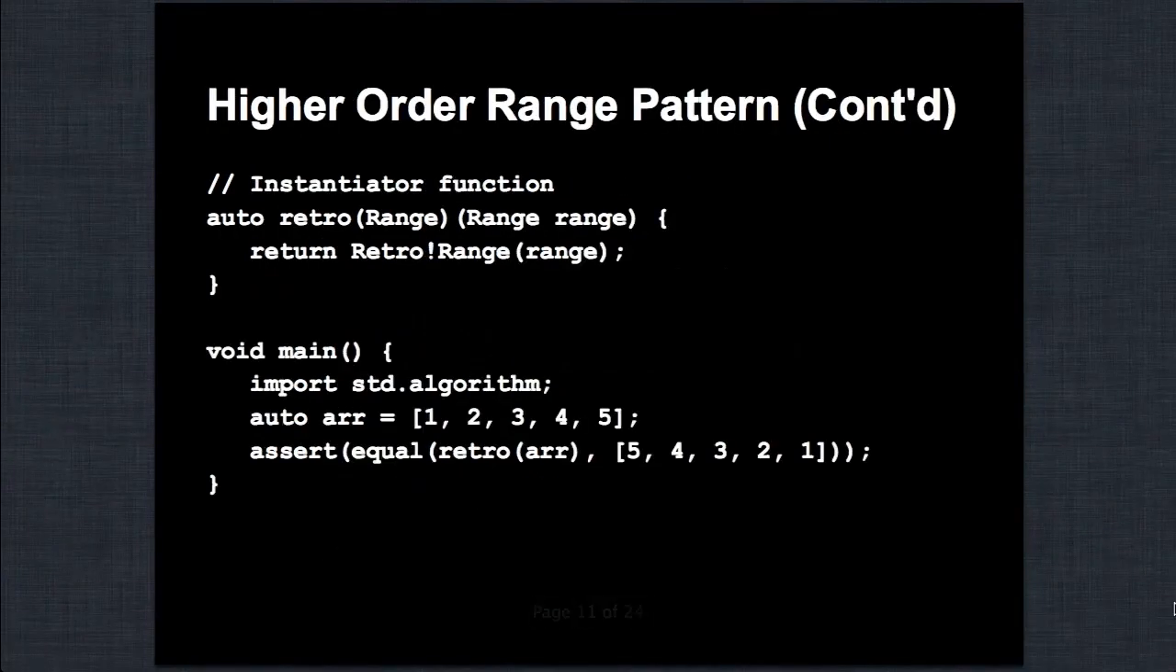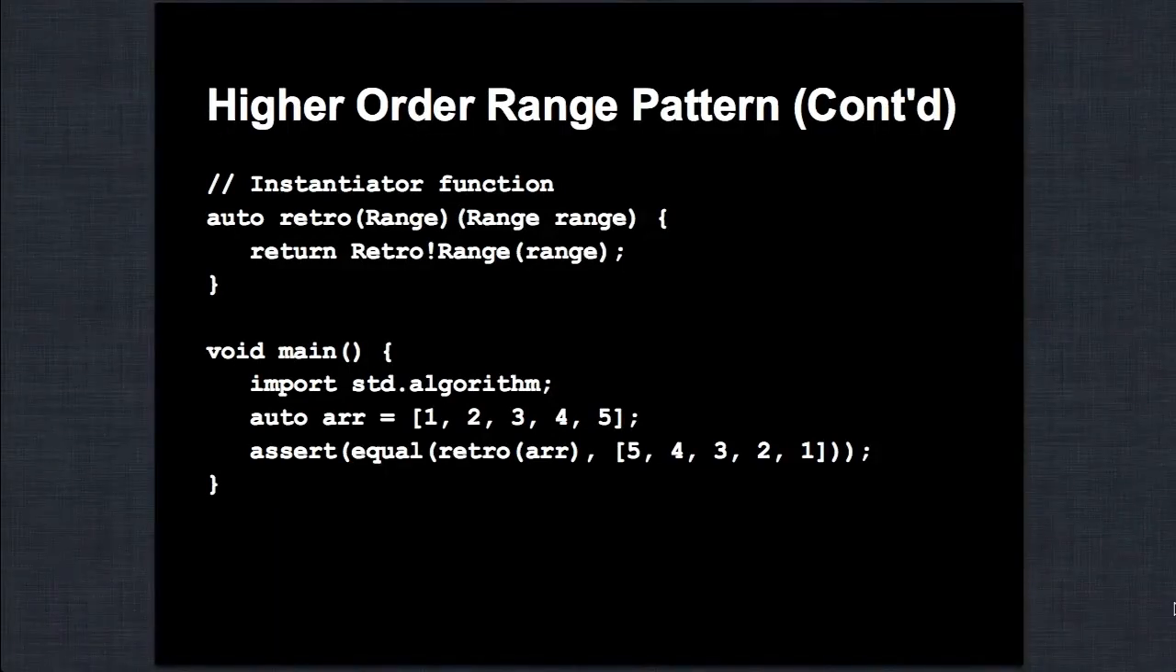So here's an example of using this. We have, of course, an instantiator function. This time we do the instantiator function the opposite way. We specify the return type explicitly in the body and return auto, because D allows automatic inference of return types. And so we create an array of numbers from 1 to 5. We pass it to retro, and we test using std.algorithm.equal, which tests element by element equality of ranges, that it's equivalent to 5, 4, 3, 2, 1, the range in reverse.